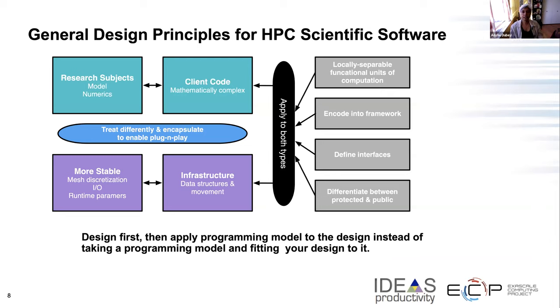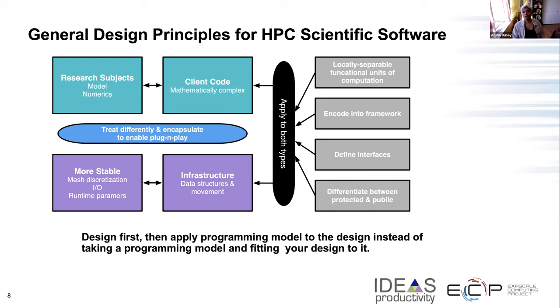So this particular picture encompasses the general design principles for HPC scientific software: we treat the research subject as models and numerics and client code that is mathematically complex. And there is the lower part, the more stable one, that is the infrastructure, data structure and movement, etc. They should be treated differently and encapsulated in such a way that a plug and play mode is enabled for the research code, the client code, which is the mathematically complex one, and the one that is actually implementing the science that you're interested in doing.